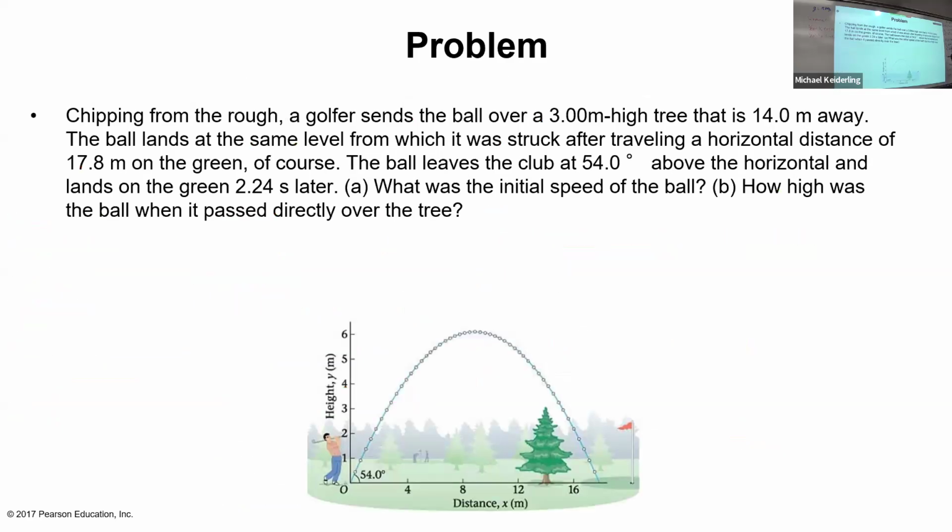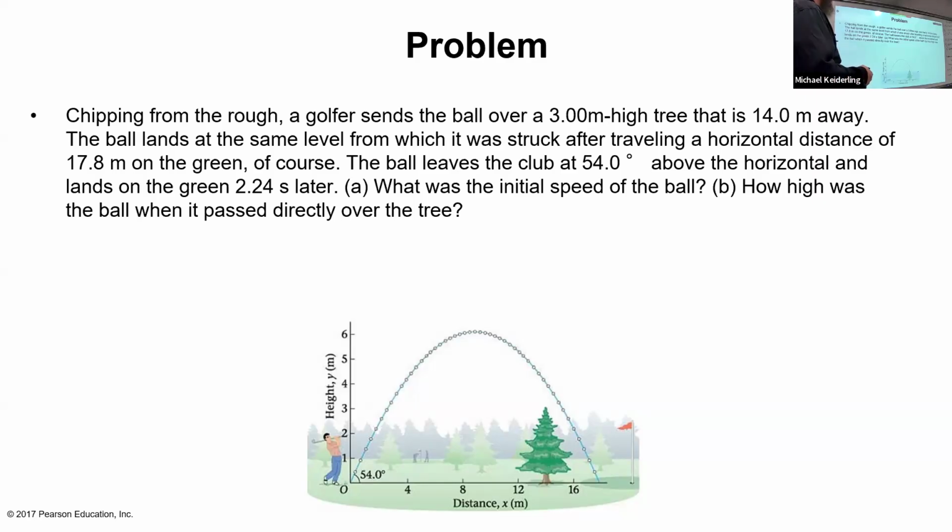So here is a problem about actually hitting the ball. Chipping from the rough, a golfer sends the ball over a 3-meter high tree that's 14 meters away. The ball lands at the same level from which it was struck after traveling a horizontal distance of 17.8 meters and hits the green, of course. The ball leaves the club at 54 degrees above the horizontal and lands on the green 2.24 seconds later. So what was the initial speed of the ball? And how high was the ball when it passed directly over the tree?